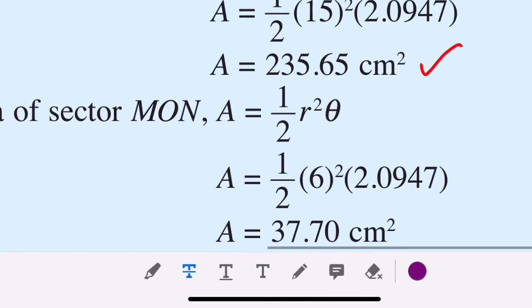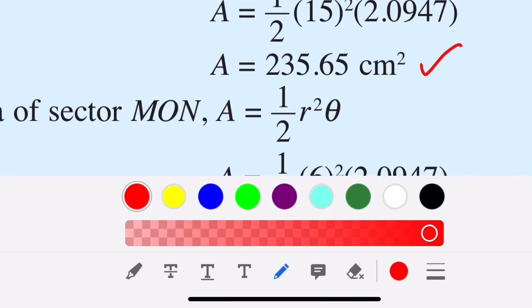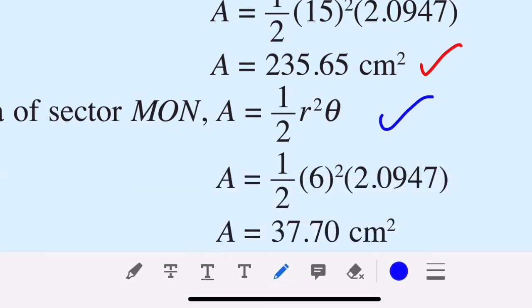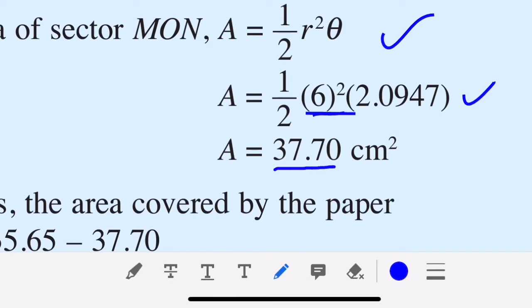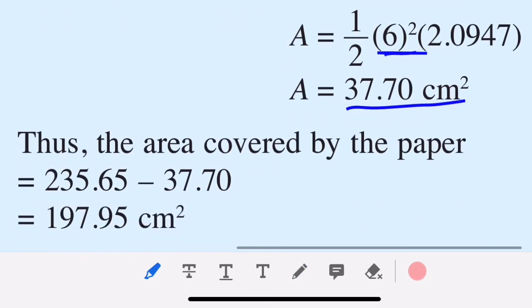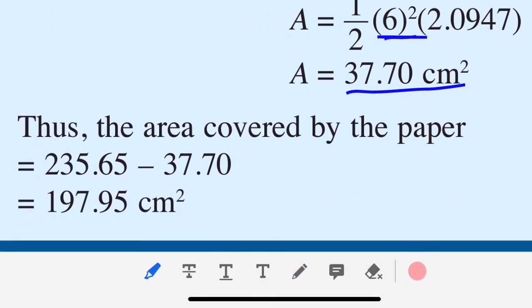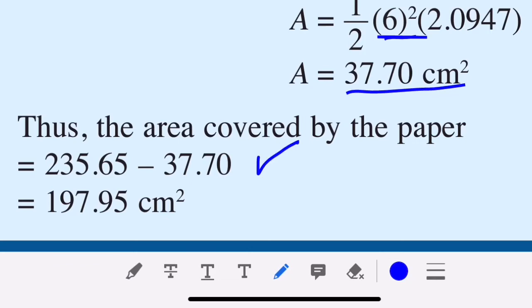Then we will find the area for the smaller one. Smaller sector is actually using the same formula, but the radius now is 6, right? Half r square theta. Theta still the same. So we have the sector for the smaller one is 37.70 centimeter square. Finally, we need to find the area by taking the bigger sector and then we minus the smaller sector. So the answer is 197.95 centimeter square.